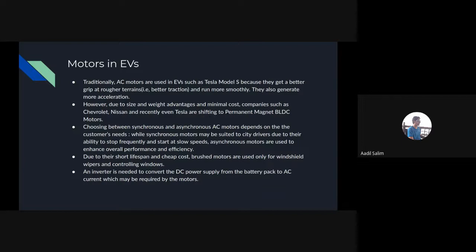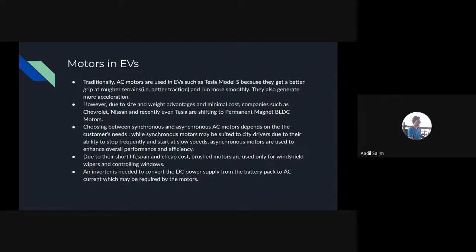Brush motors have, as mentioned earlier, a very short lifespan and wear out very quickly. On the other hand, they cost very little. That's why they're used in windshield wipers and controlling windows. However, they're never used in any propulsion systems in any kind of vehicle because of the problems that we mentioned earlier.